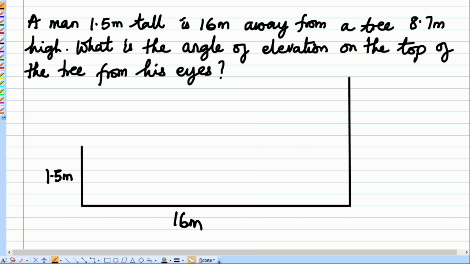So that's the distance from the man to the tree from the question. And the tree is 8.7 meter high. Of course, that's the distance. So we are asked to find the angle of elevation of the top of the tree from his eye.